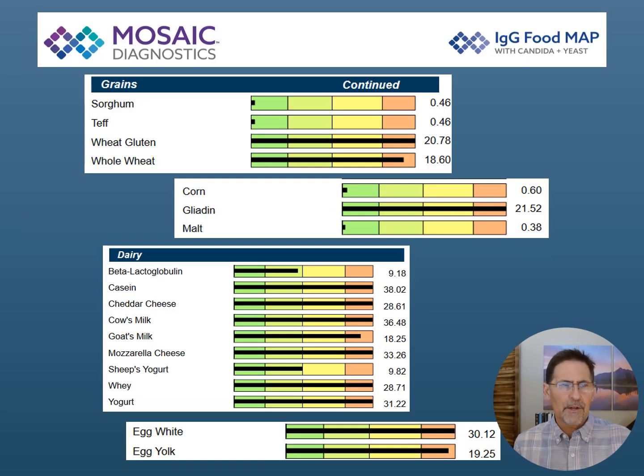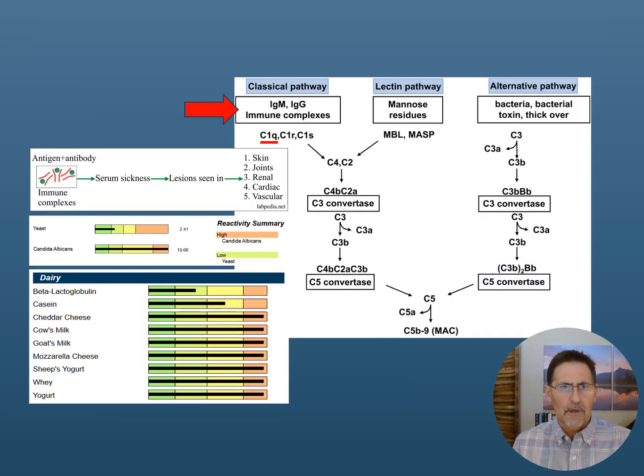And so when you do a food IgG profile, like the one from Mosaic Diagnostics, for example, it's not uncommon to see in autistic individuals high reactivity to gluten, to gliadin, to dairy, sometimes even to egg yolk and egg white and other foods. And then remember, anytime we are forming these IgG antibodies or immune complexes, it's possible to actually trigger the classical pathway of the complement cascade, which can drive inflammation.